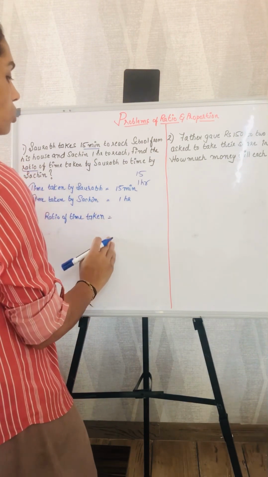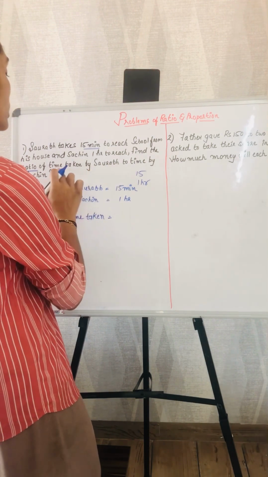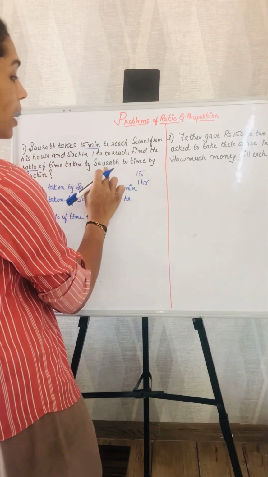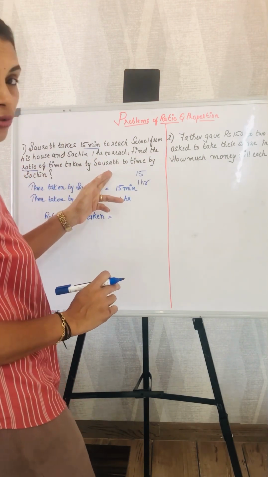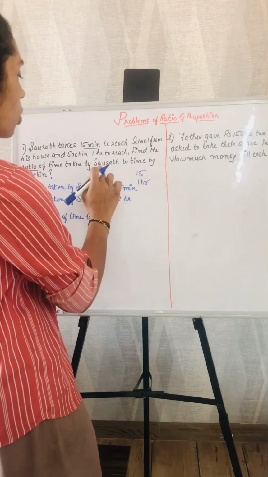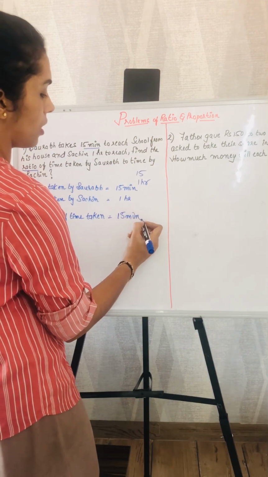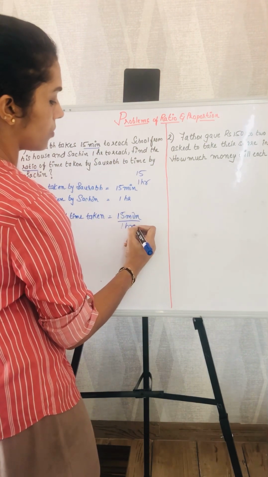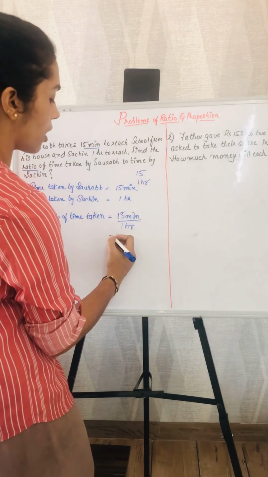Okay, so in order to find the ratio, what is asked here? The ratio of time taken by Saurav to the time taken by Sachin. So you have to mention Saurav first because the order of the ratio is very important. So what do we have to write? 15 minutes and 1 hour. Can we write it like this? No, you have to change this 1 hour to minutes.